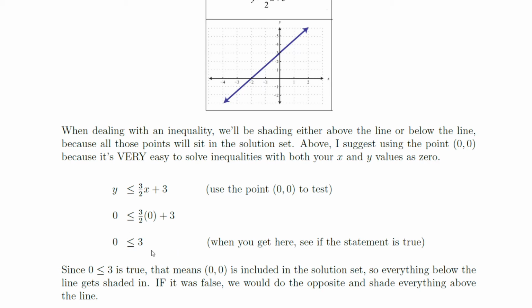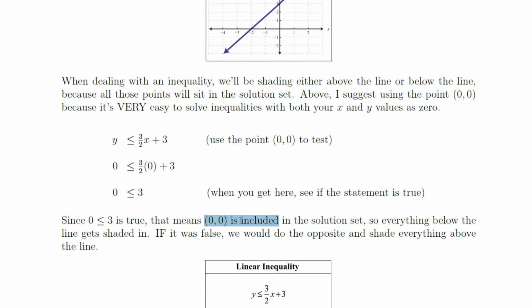When you get down to this point where you have a number on one side of the inequality sign and a number on the other side of the inequality sign, what you're doing is you're just determining, is the statement true? Is 0 less than or equal to 3? And in this case, it is true.